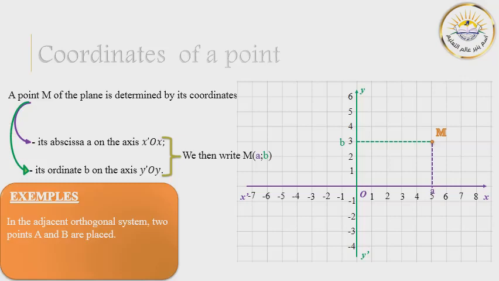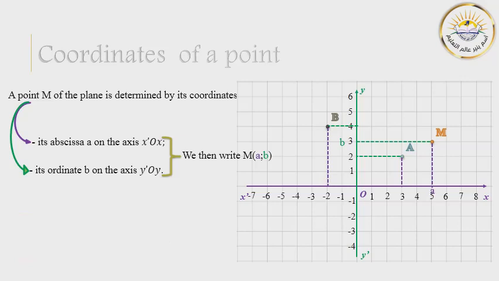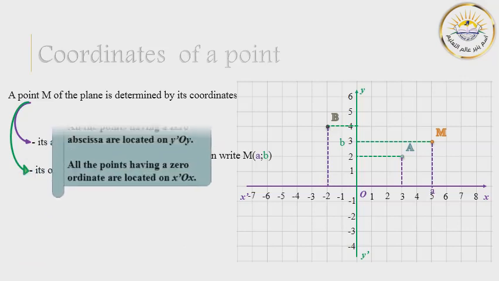Example, in the adjacent orthogonal system, 2 points A and B are placed. We have big A and big B. A is (3, 2). So the abscissa of A is 3 and the ordinate of A is 2. The intersection point between them gives us the point A. Point B has abscissa -2 and ordinate 4, as you see in the figure.